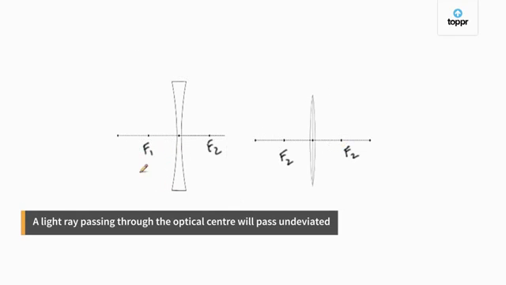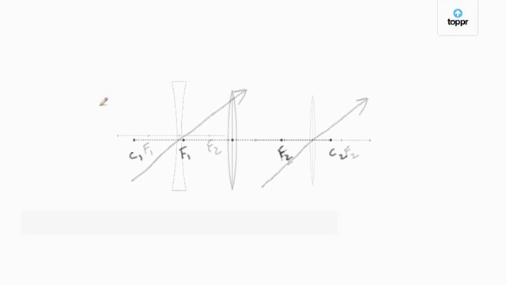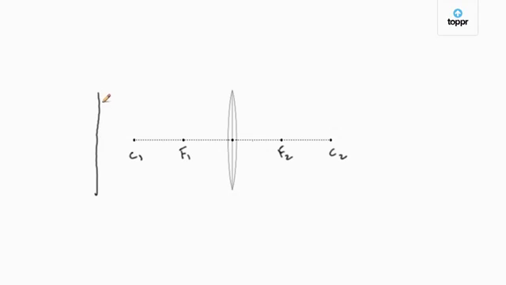A ray of light passing through the optical center of a concave lens will emerge without any deviation. And similarly, a ray of light passing through the optical center of a convex lens will also emerge without any deviation. Now once we are clear with this, let us see the ray diagrams for objects placed at various positions in front of a convex lens. First, let us start when the object is kept at infinity.